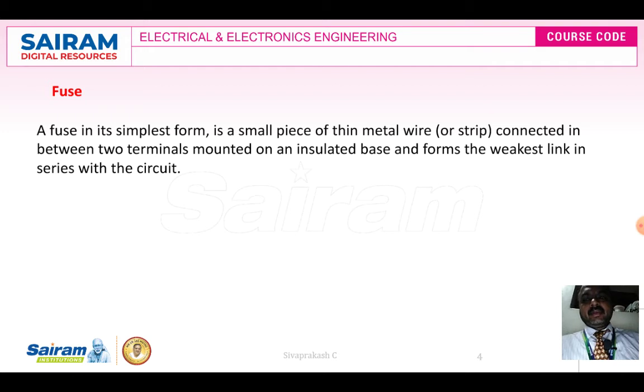So fuse is the simplest form and it is a small piece of thin metal wire. We can call it a strip. It is connected between two terminals mounted on an insulated base. It is the weakest link in series with the circuit. This is called a fuse.